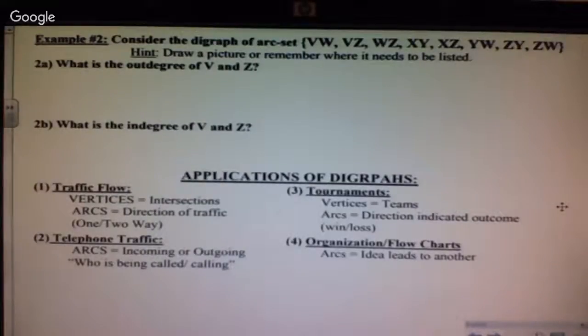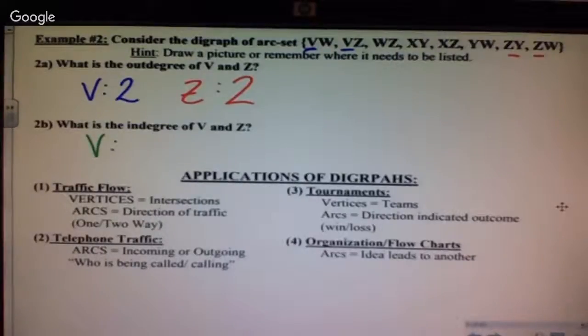Consider the digraph of the arc set. What this is telling you is you have a line that goes from V to W, a line from V to Z, and a line from W to Z. I want the out degree. If the lines are going out, out means I'm looking for the ones where the letter comes first. How many times does V come first? 2. How many times does Z come first? 0.